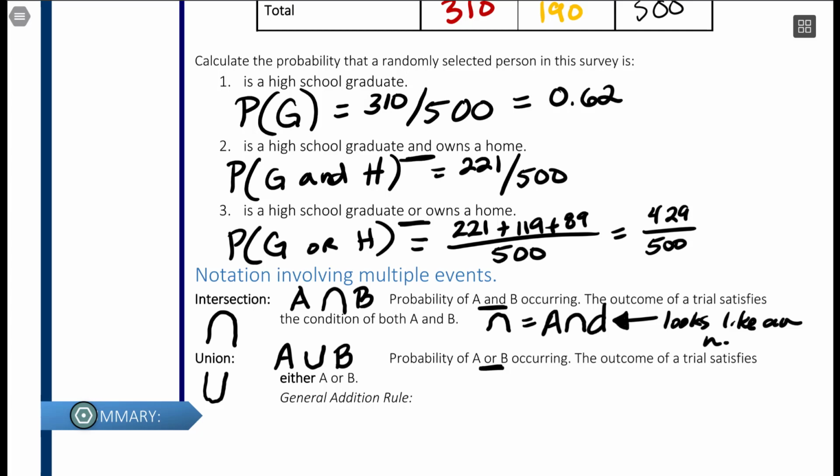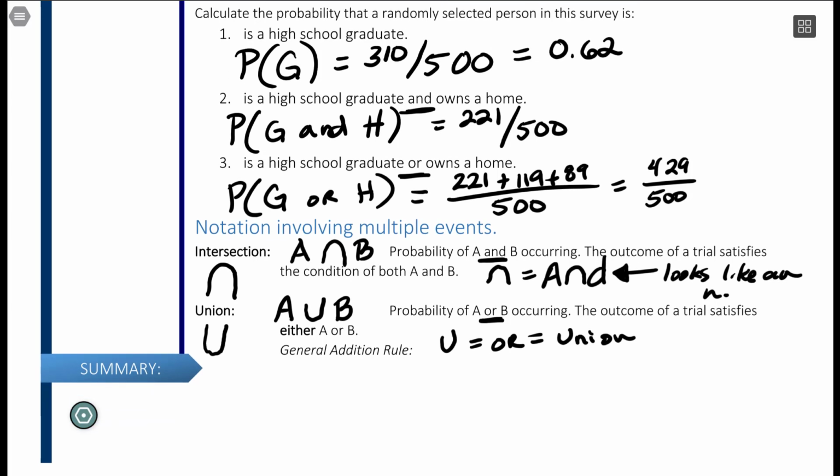And the way that I remember that is that this looks like union because it looks like a U. So this is the outcome of a trial satisfies either A or B. Now, once we have these two things, then we can actually use both of these to come up with something that's called the general addition rule. General addition rule is not something that I use too often, but it's going to be on your formula sheet. You want to know what it is and when we can actually use it.